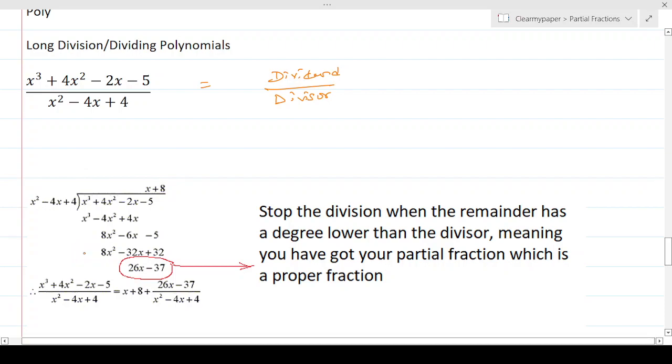And when do you stop? Here we are stopping it. Why are we stopping? Because the degree of the x over here is 1, which is less than the degree over here, which is 2. So we cannot divide it. There is no number that we can multiply so that we can get an x1 here. So whenever the degree of the remainder becomes less, in terms of the polynomial power, than the divisor, then you stop.